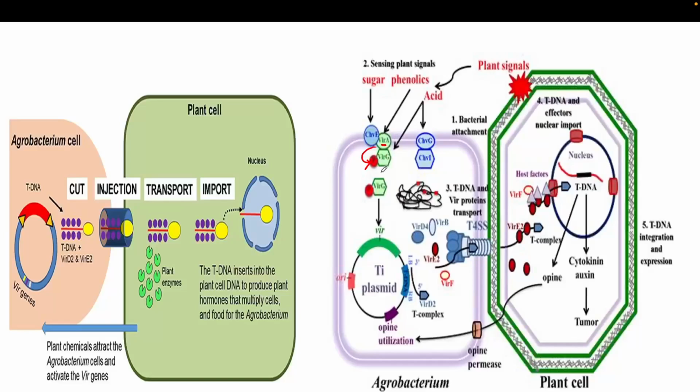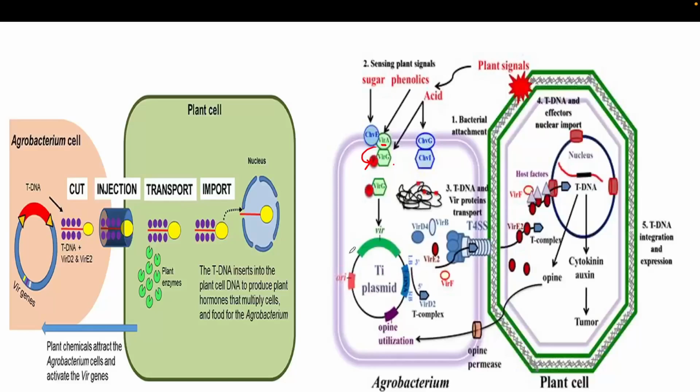the virulence gene G. Okay, so this phenolic compound, which is secreted by the infected plant, is sensed by the virulence gene A. Once virulence gene A is activated, it will activate virulence gene G. Okay, and this virulence G will go to the downstream part and activate the other virulence genes which are present in the TI plasmid.